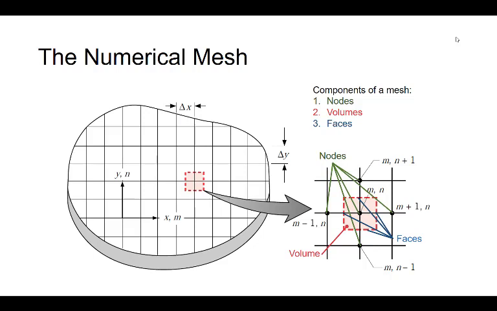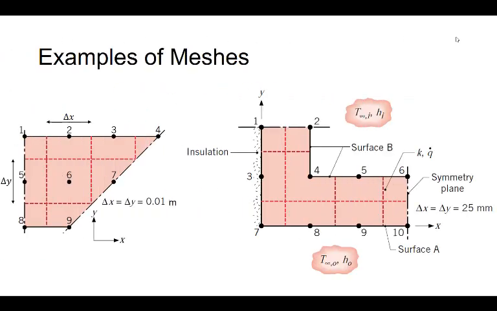Let's look at some examples of meshes. Here are 2 examples of meshes for 2 different problem geometries. In the mesh on the left, the physical problem includes a sloped surface. Nodes are located on the boundary of this sloped surface. These volumes have a subset of the volume in the middle of the mesh. They are smaller than the volumes in the middle of the mesh. But definitions such as this are perfectly acceptable.